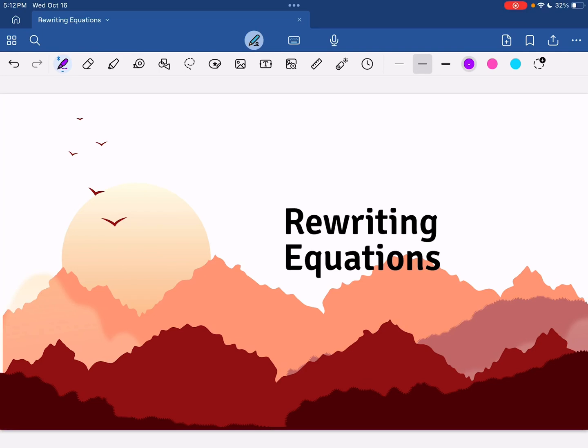Here we have rewriting equations. We're going to rewrite an equation to isolate a specific variable.